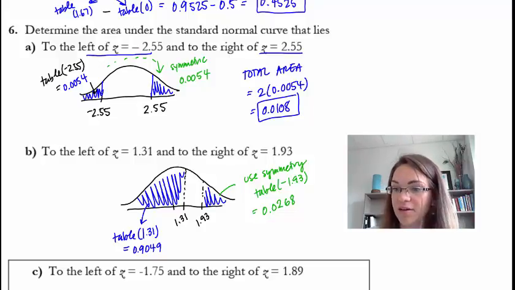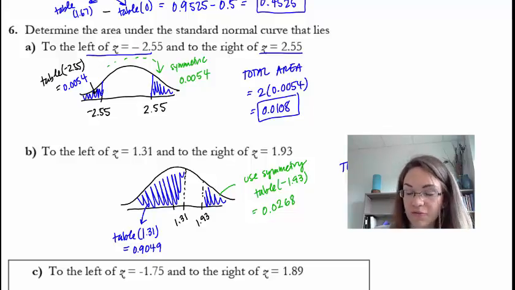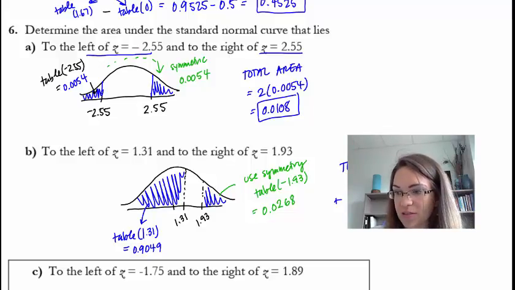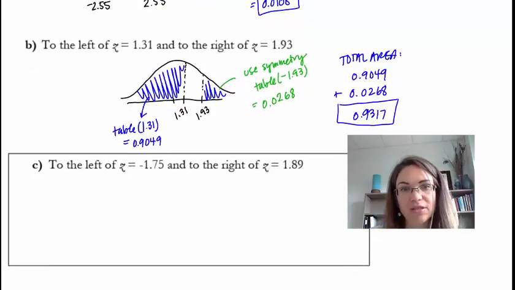So together, the area of these two tails is 0.9049 left of 1.31 plus 0.0268 to the right of 1.93 for a total of 0.9317 for the area on the tails. Part C you can try out yourself, compare it to the lecture note answers that are posted in e-learning and see how you're doing to assess how you can do this.